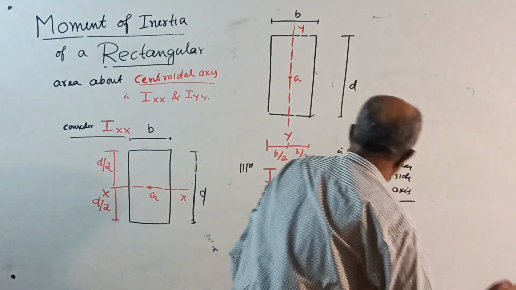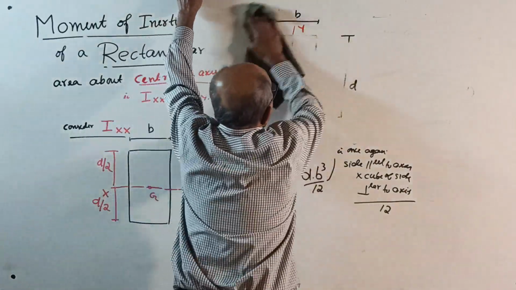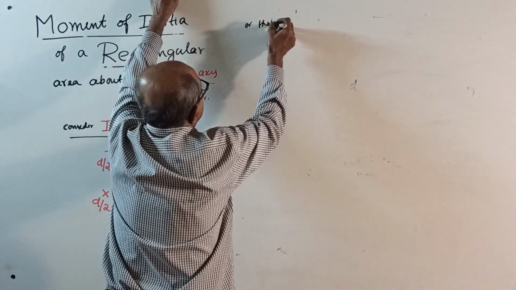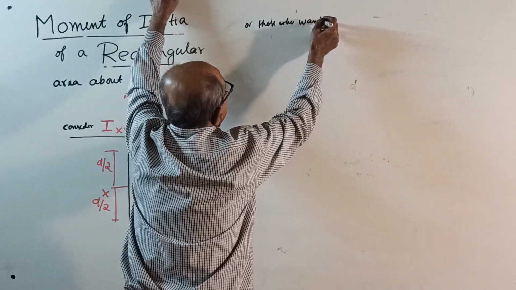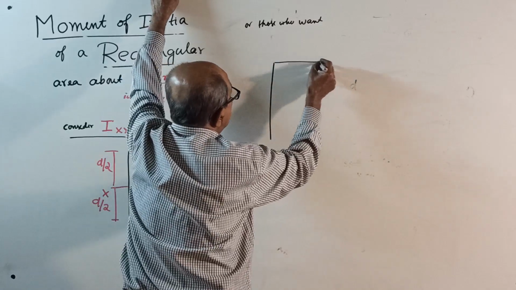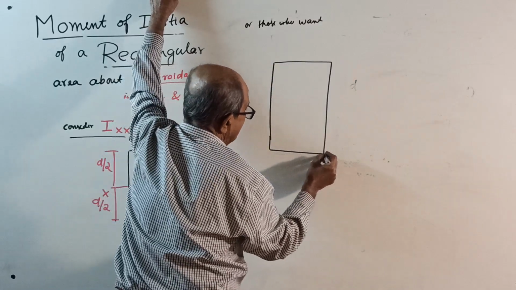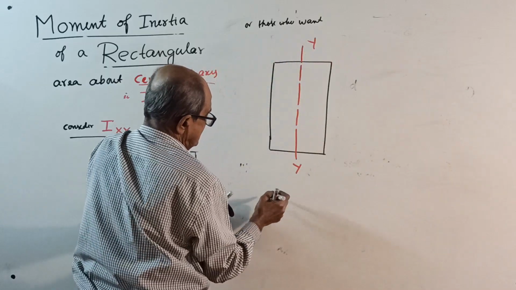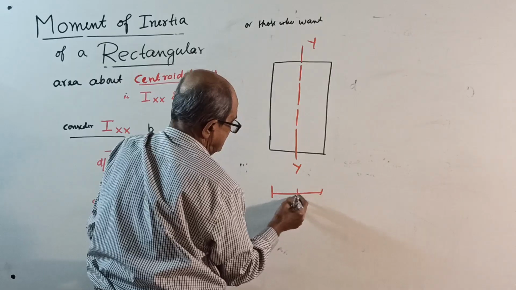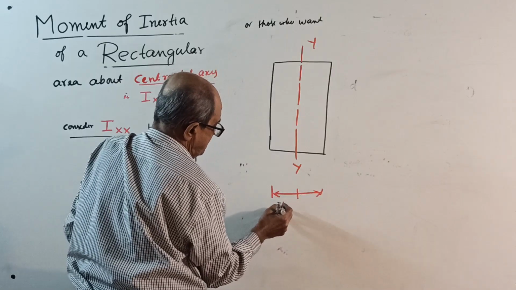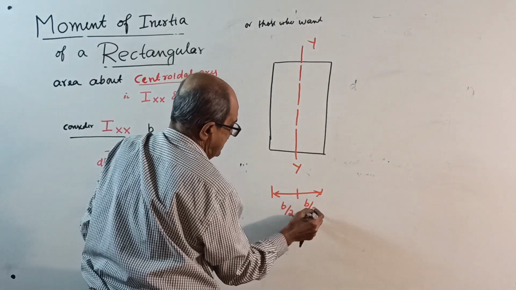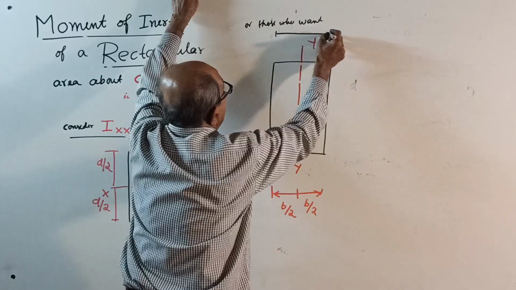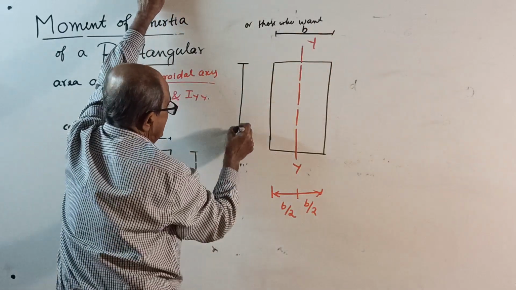Or, actually not required, over. Or, those who want can do it this way also. Those who want can do it by integration also. Actually, waste of time. See here. This is the y axis. See correctly now what I am doing to understand. This side and this side are b by 2 and b by 2. Arrow marks are there. This is b, this is d.